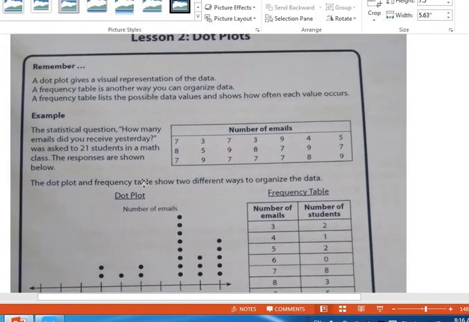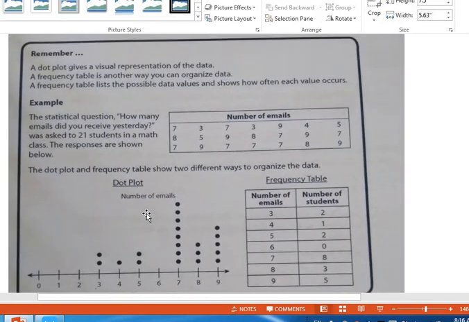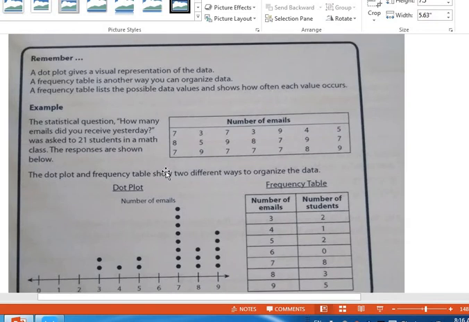Okay, lesson 2, dot plots. We're going to resume lesson 2 now. A dot plot gives a visual representation of the data. A frequency table is another way you can organize data. A frequency table lists the possible data values and shows how often each value occurs. The statistical question: how many emails did you receive yesterday? It was asked to 21 students in a math class. The responses are shown below.